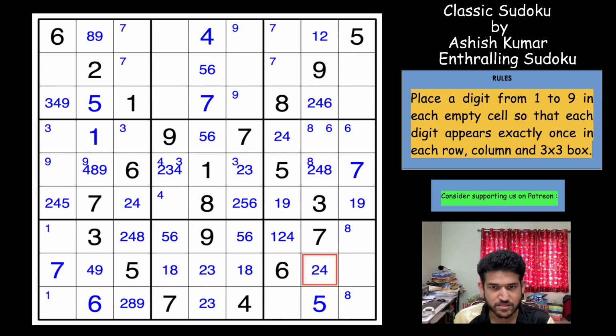Okay, this cell is restricted: 1, 5, 7, 8, 4 and 9. So this will be 2, 3, 6. So let's keep doing these pencil marks and hopefully we'll get something soon.